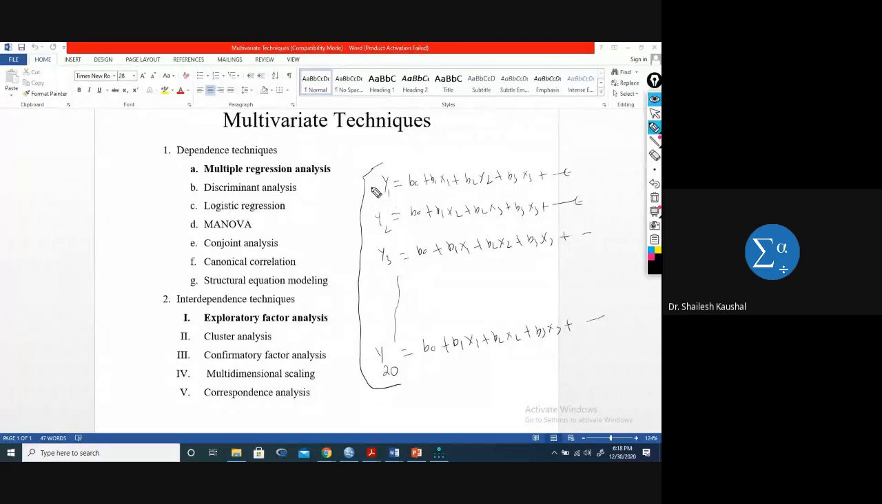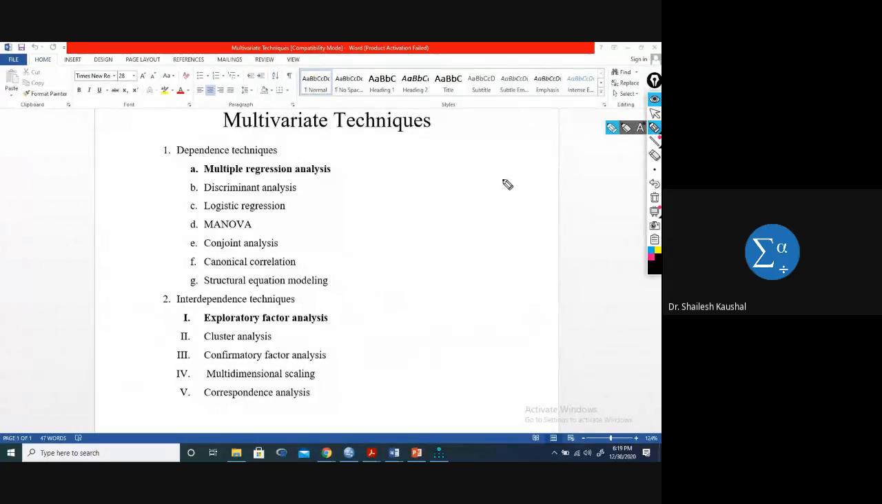In structural equation modeling, it's a structure of equations. That is why its name is structural equation modeling. It means we are analyzing a large number of equations. Okay, so this is the one thing.